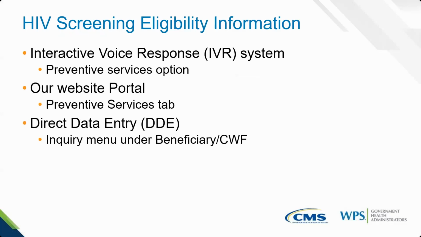So you have a few options available for determining a patient's eligibility date. Information can be accessed at any time using the Interactive Voice Response System, or IVR. The system will require verification by entering your MPI, Provider Transaction Access Number, or PTAN, and the last 5 digits of your tax identification number.